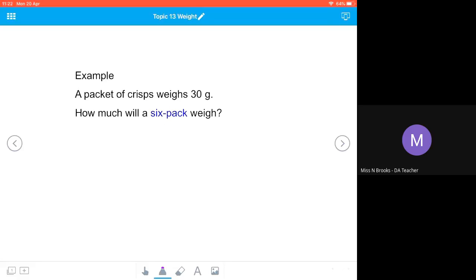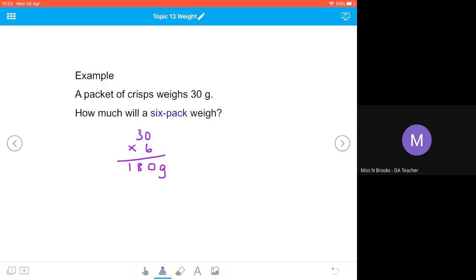So, we mentioned earlier that a packet of crisps weighs 30 grams. So how much will a 6-pack weigh? So we want to know what 6 30s are. Now we can do 30 plus 30 plus 30 plus 30 plus 30 plus 30, or we can do 30 multiplied by 6. And 6 times 0 is 0, and 6 times 3 is 18, and so we have 180 grams.